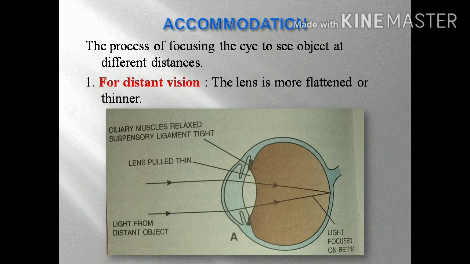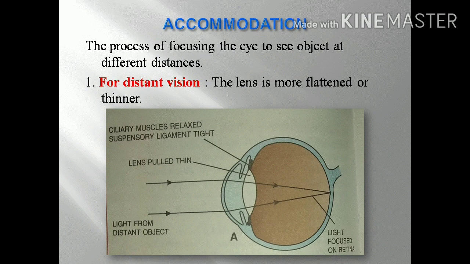First one, for distant vision, meaning more than 6 meters, the lens is more flattened or thinner. During distant vision, if the object is farther than 6 meters from the eye, then the lens becomes more flattened or thinner. Here in the diagram you can see, when we see a distant object, the ciliary muscles are relaxed and the suspensory ligament is tight.